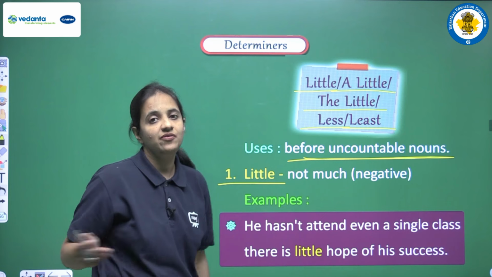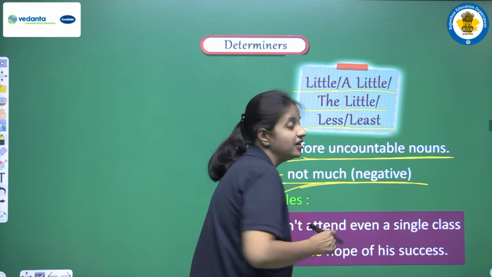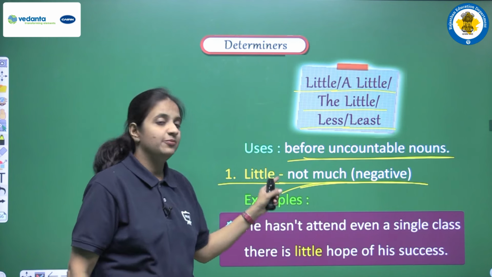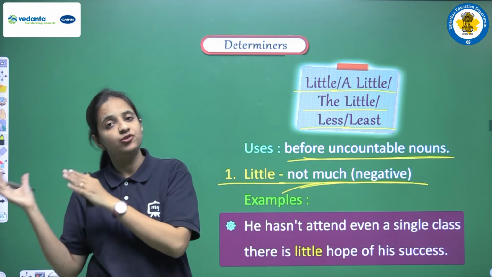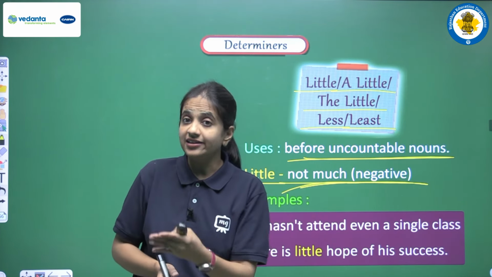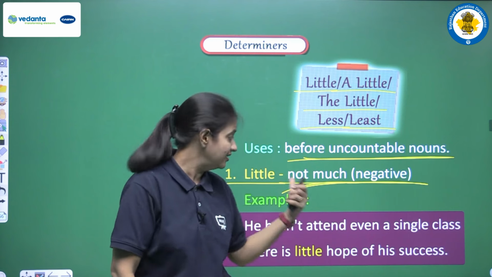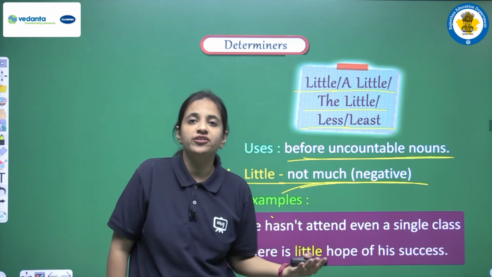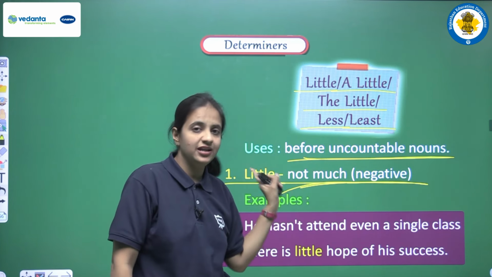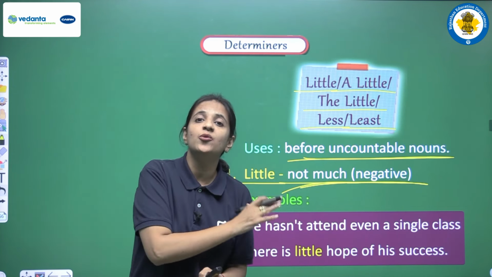So first of all, we have little. Little shows not much, and yes, it has a negative meaning. Here we can understand that this determiner little is just like few. We have discussed earlier why we used few. Few was also used to show negative meaning when we were saying that it is very less, just like nothing. Similarly, little is also used when the quantity is very less, in a negative sense. The difference is that few is used before countable nouns and little is used before uncountable nouns.